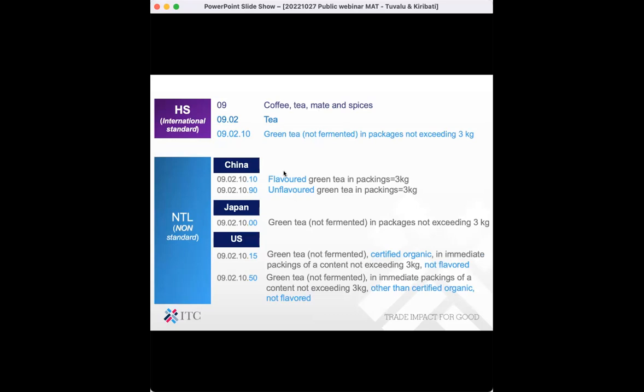China divides them into flavored or unflavored green tea. Japan does not define anything more and just adds 2 zeros for their customs to understand that there is no other definition below the harmonized system international standard. Here we can see that the US defines green tea under organic, other than certified organic.